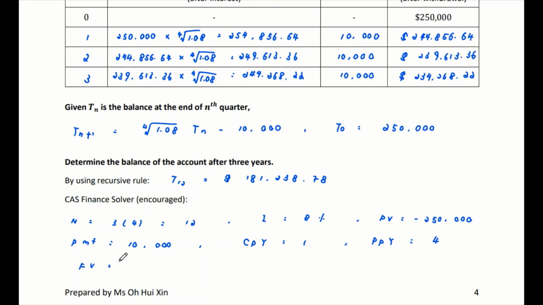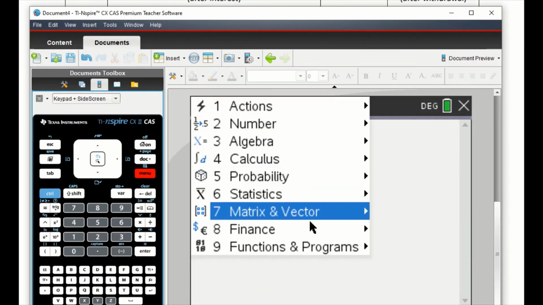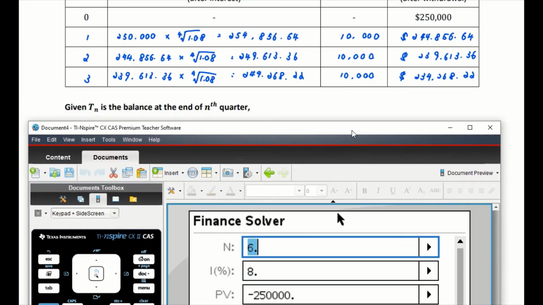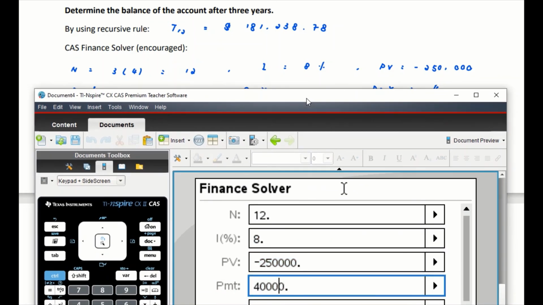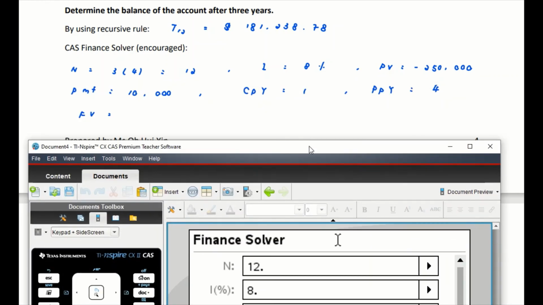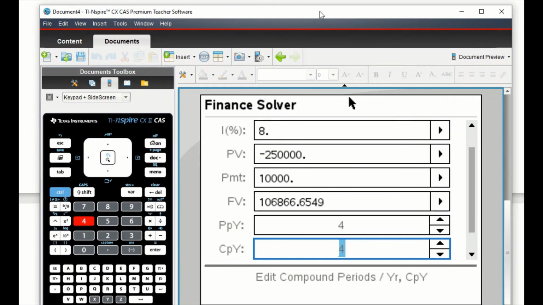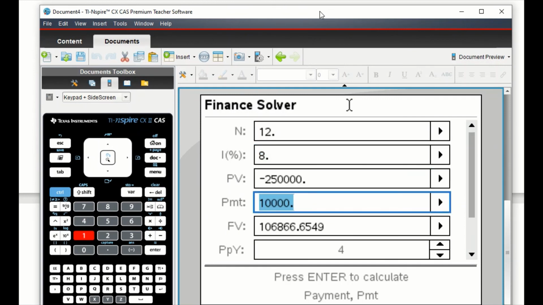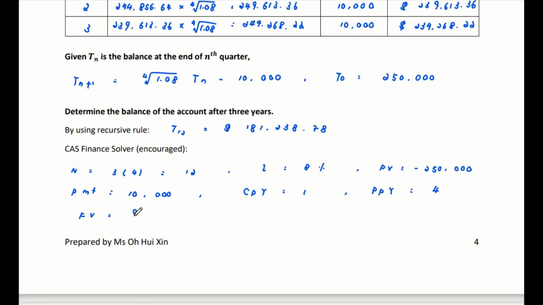Then we are finding our FV. Let's key this into our finance solver: 12, 8, negative 250,000, which is the same, and this is 10,000. We are finding our FV, then CPY 1 and PPY 4, payment 4 times per year. Then just tap, go to FV, and I should get the exact same value. All good. Now we write down our answer: 181,238.78.